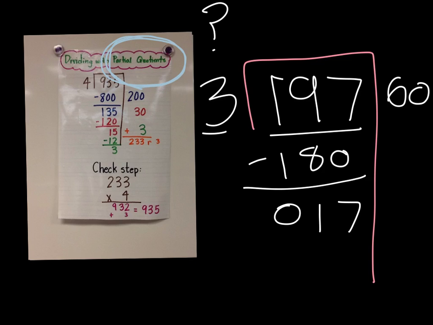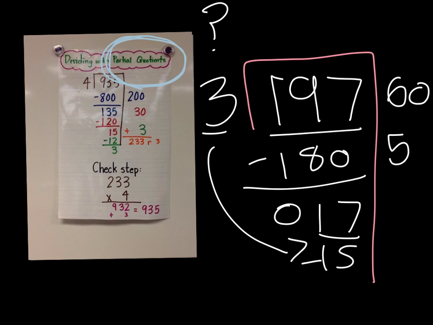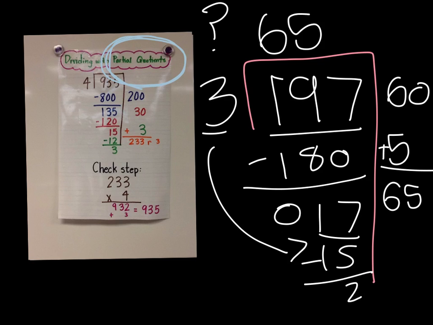Now you think to yourself, how many times can 3 go into 17? Well, that's easy. It can go in 5 times, because 3 times 5 is 15, and you have a remainder of 2 left over. Now, on the side, you're going to add 60 plus 5, which gets you 65. But that's not your answer, because you have a remainder. On the top, you're going to write 65, remainder 2.